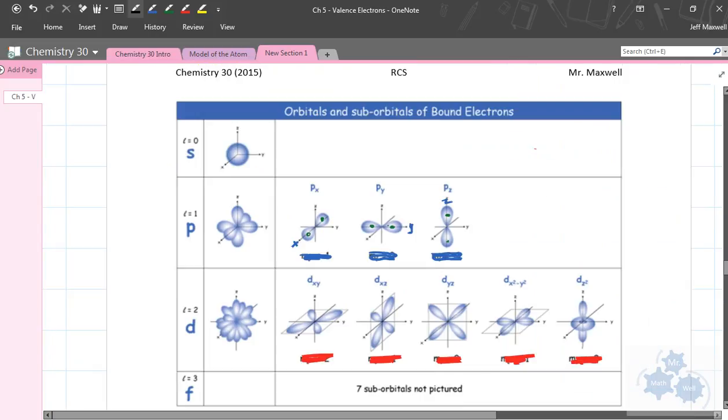Okay, shapes of orbitals. So orbitals and suborbitals of bound electrons, the electrons that exhibit the orbitals. Now, s is our first one, right? And we said it's spherical. That's great. It's just a ball. It's a region of space that's spherical.